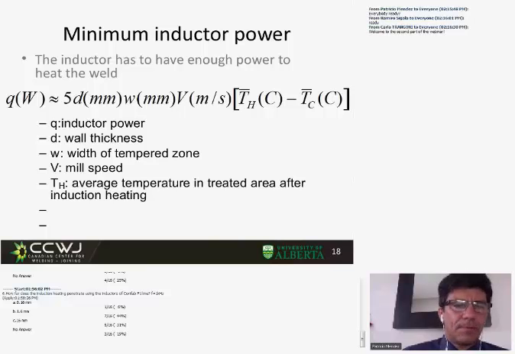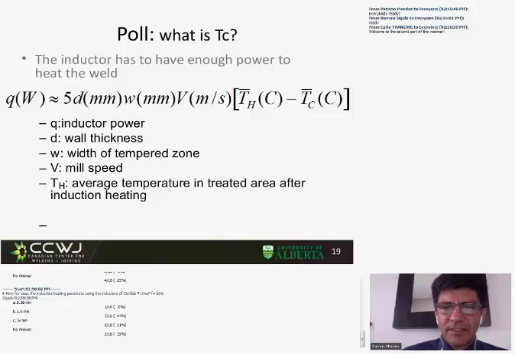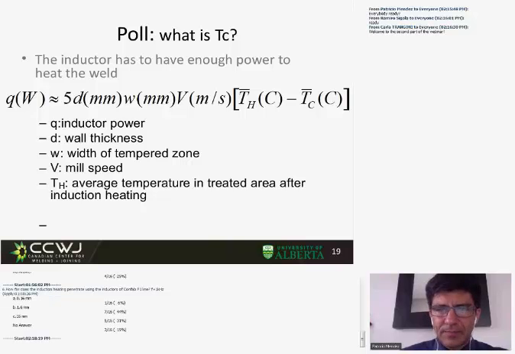So this would be the average temperature in the cross section of the bead, right at where we have the peak temperature. So what is TC then? And the reason I'm asking this is because I haven't been as clear as I would have liked to be before. So this will be my opportunity to clarify myself. What is TC in the calculation of minimum inductor power?